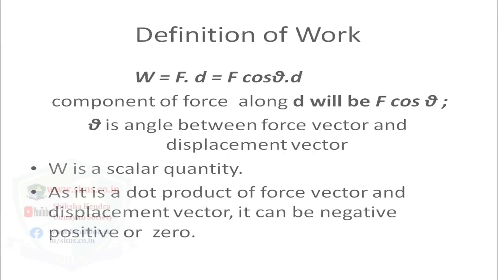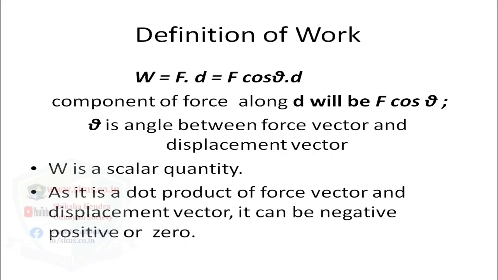Now, we will come to the definition of work, that is, what is F cos θ in the expression F · d. The component of force along d is F cos θ, and θ is the angle between the force vector and the displacement vector. We should also know that W is a scalar quantity. It does not have any direction, but it has a magnitude. Since it is a dot product of the force vector and the displacement vector, it can be negative, positive or 0.